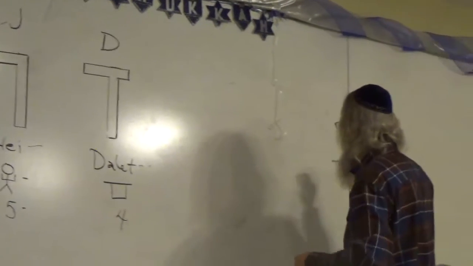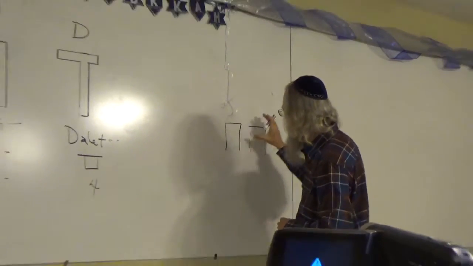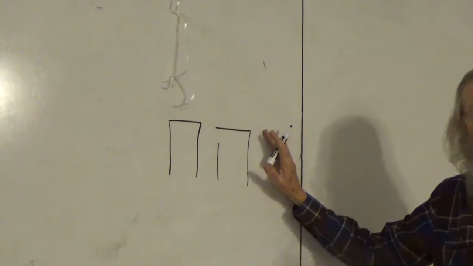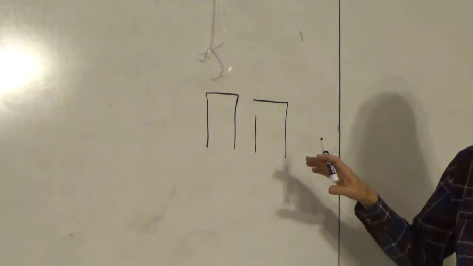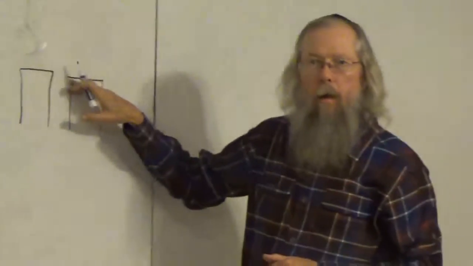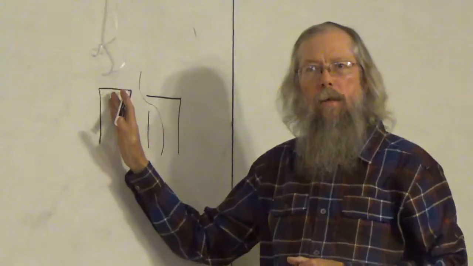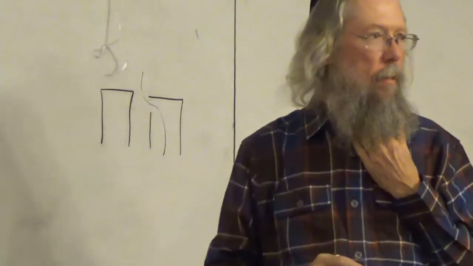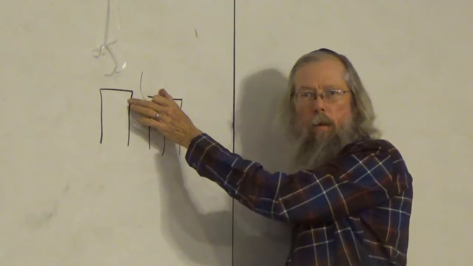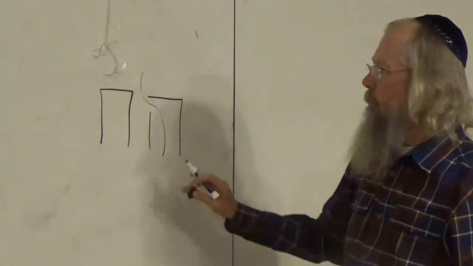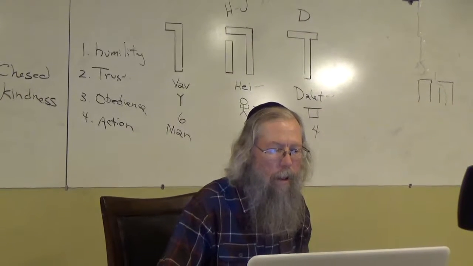What is the difference between he and het? Because they look the same, so you have to be careful. The he leaves room for breath. There's an opening here, to let your breath out. Here it's closed off, like you're choking. So here you can breathe, it's open. Here it's closed, you can't. What is the aspiration? That is the breath.